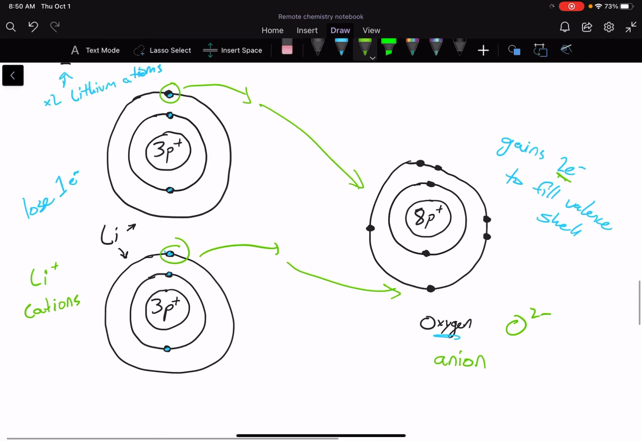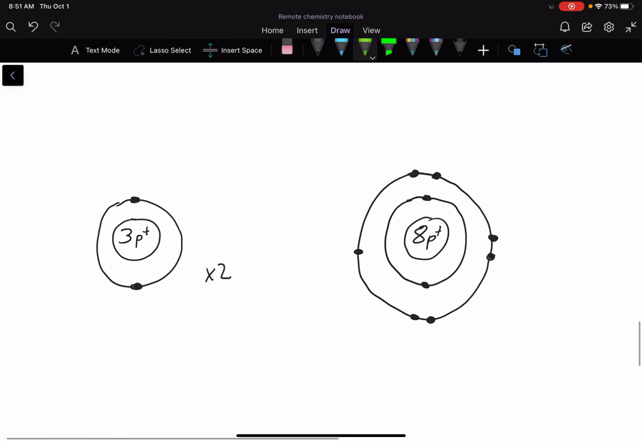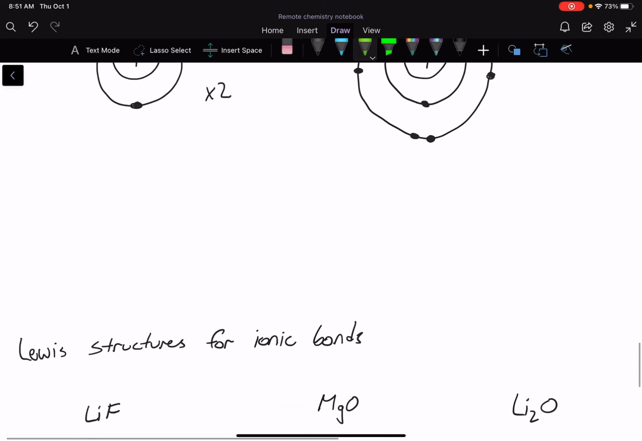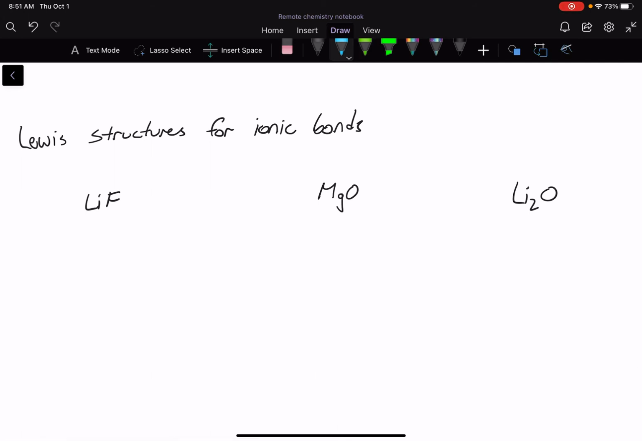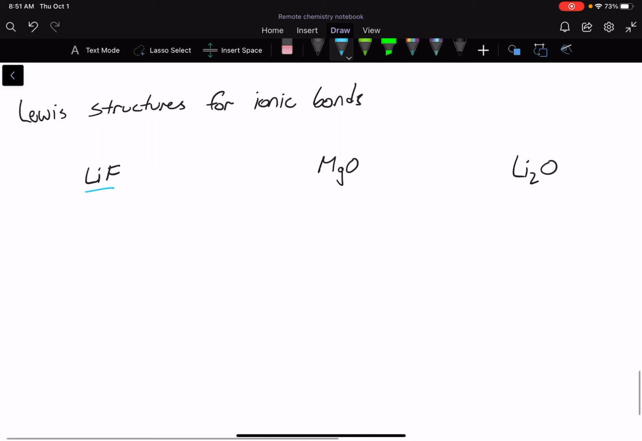Okay, now rather than drawing Bohr diagrams like these for every single atom, what we can do is draw Lewis structures just to make our lives a little bit simpler. So the first example we did, we had LiF. Now, rather than drawing Bohr diagrams, what you can do instead is we can just write our Li, and it has a +1 charge.